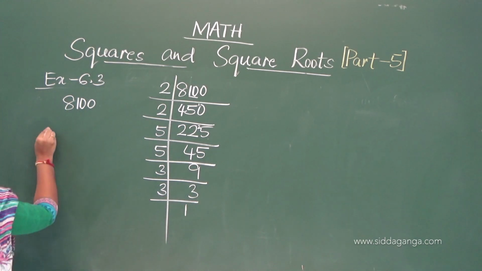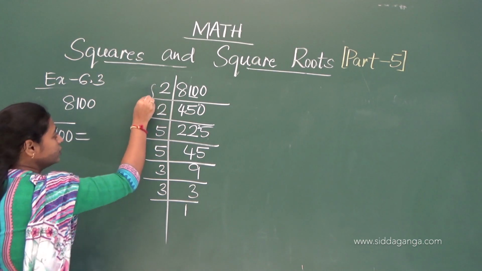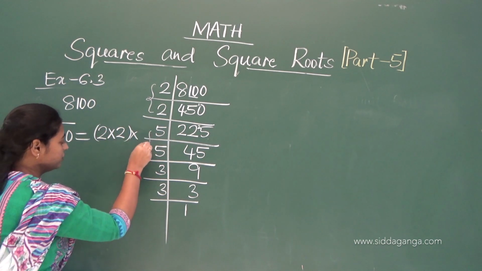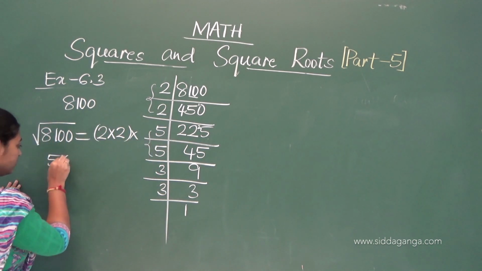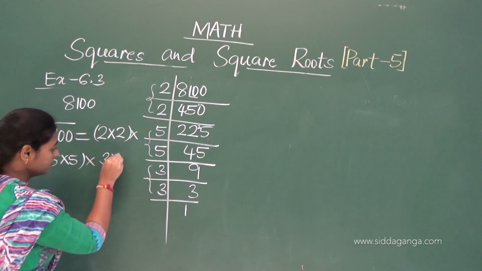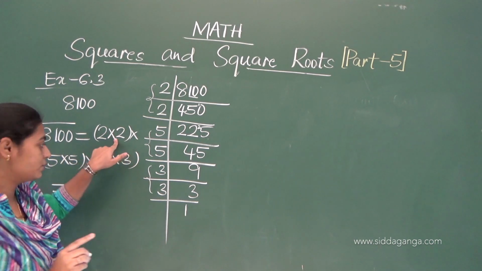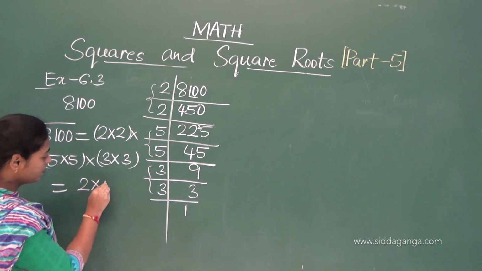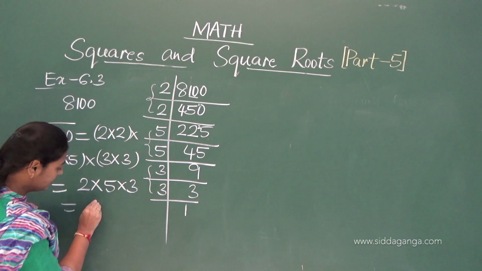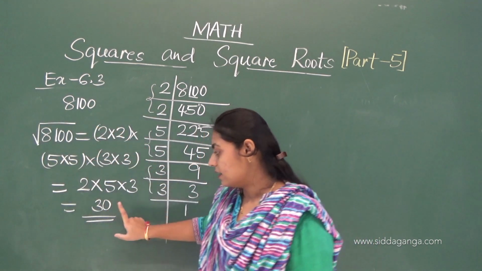So the root of 8,100 is equal to 2 into 2 into 5 into 5 into 3 into 3. Next, take out one factor from each of these pairs, that is 2 into 5 into 3, which is equal to 5 2s are 10, 10 3s are 30. Root of 8,100 is 30.